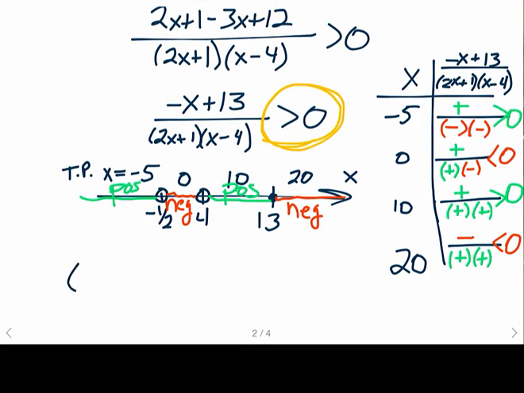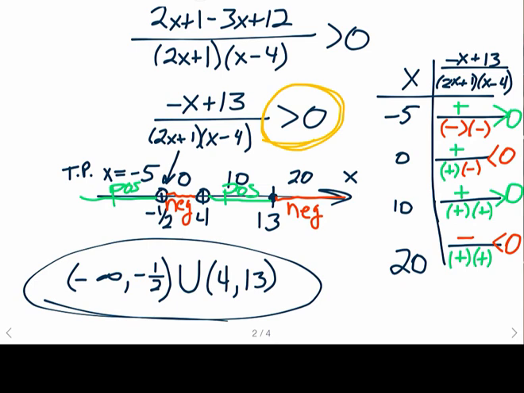In other words, negative infinity to negative 1/2 with a parenthesis at negative 1/2 because it's a strict inequality. It didn't say it can be equal to. Even if it did say equal to, though, remember negative 1/2 came from the denominator. Can't include it. Anyway, negative infinity to negative 1/2 union with 4 to 13. Again, parentheses all around because it was a strict inequality.